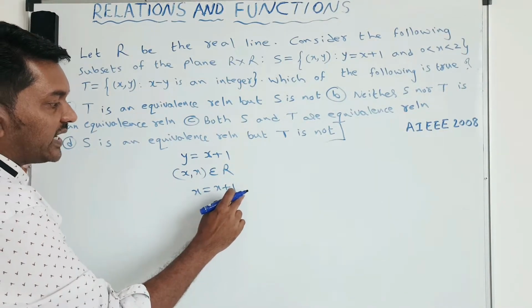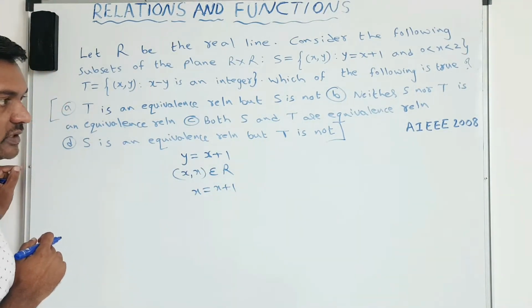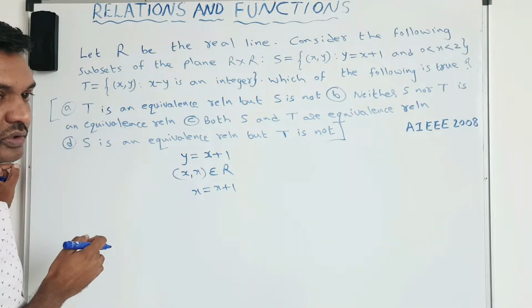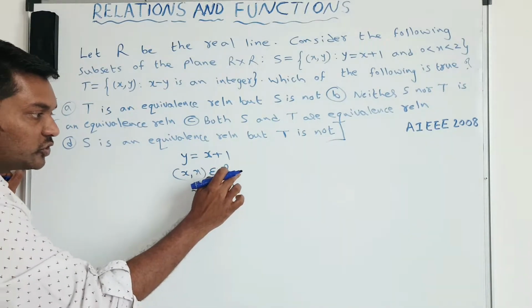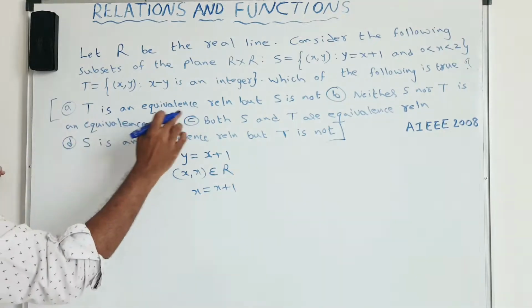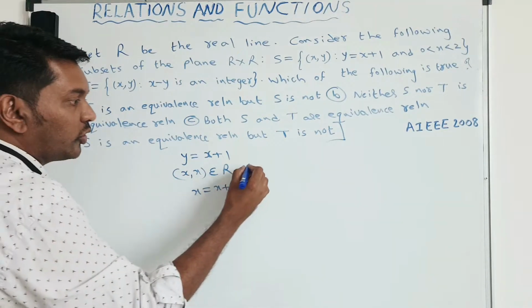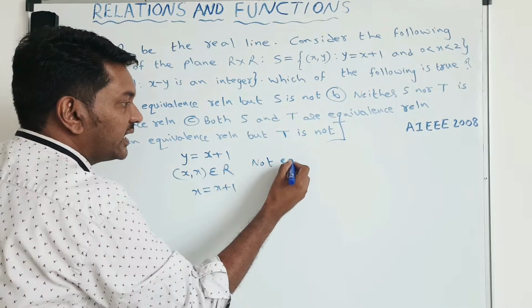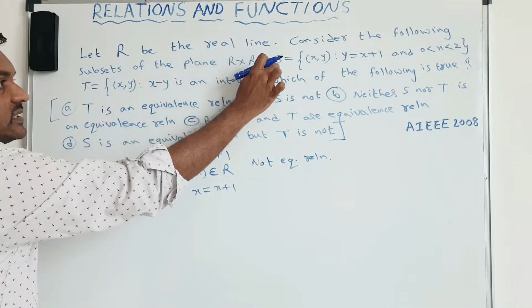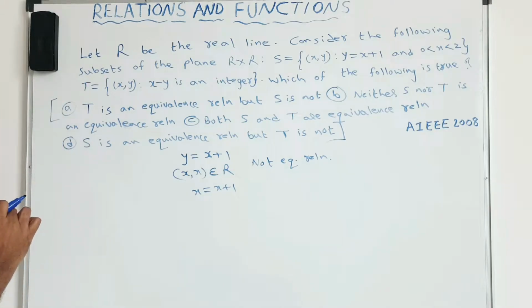So you can understand that it is not reflexive. If it is not reflexive, there is no need to check whether it is symmetric or transitive, because if it is not reflexive, it is not an equivalence relation. The question is to check whether it is an equivalence relation or not. Not an equivalence relation. So for the first one, S, you got that it is not an equivalence relation.